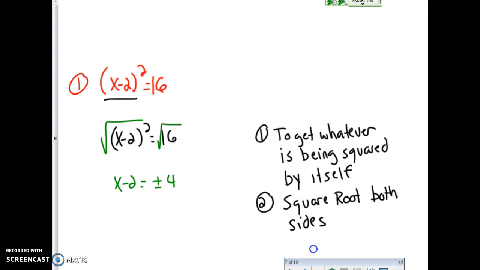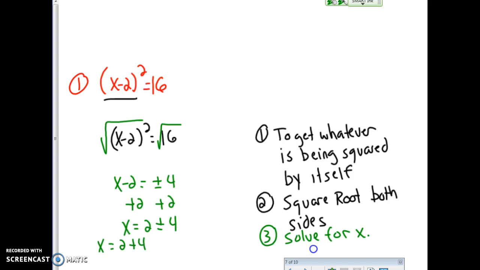Okay? Then the last step is to solve for x. So in this case, I'm going to add 2 to both sides. So I got x equals 2 plus or minus 4. So that means x equals 2 plus 4, and x equals 2 minus 4. So I get x to be 6, and I get x to be negative 2.